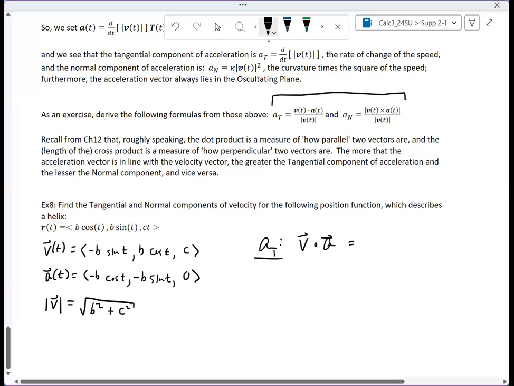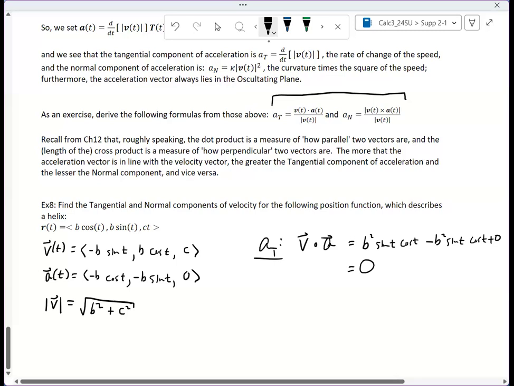And I see this gives me what? Well, I multiply my first two components, first of v times first of a. That gives me positive b squared sine t cos t. I multiply the second components, negative b squared sine t cos t. And then I multiply my third component, c times 0. And I see I actually get 0.